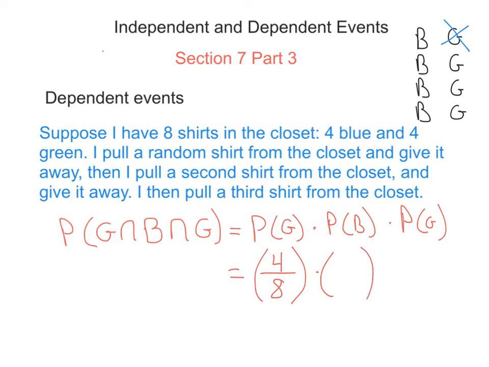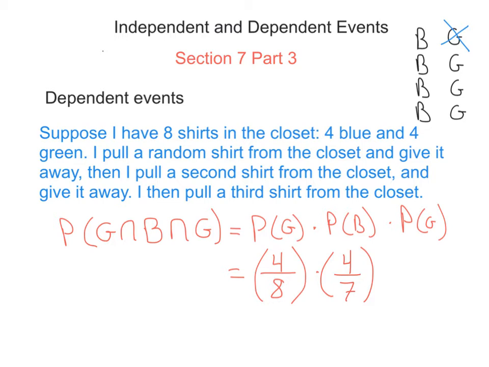Now, what's the probability in the second event that I pull a blue shirt? Well, first off, we're going to need to count how many total shirts I have. And as you can see, I have 1, 2, 3, 4, 5, 6, 7. That's why this is a dependent event, because I no longer have 8 shirts. I have 1 less. So I'm now dealing with 7 total shirts. Well, how many of them are blue? As you can see, I have 4 blue shirts.